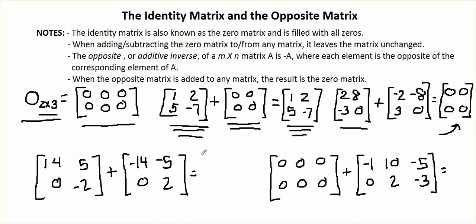So now I would like you to go ahead and pause this video or end the video, but I'd like you to go ahead and do these two problems down here. These two matrices are opposites of each other. They have the same elements, but with different signs. Here you're going to add the zero matrix to another matrix. So go ahead and turn the video off and get started on these problems.